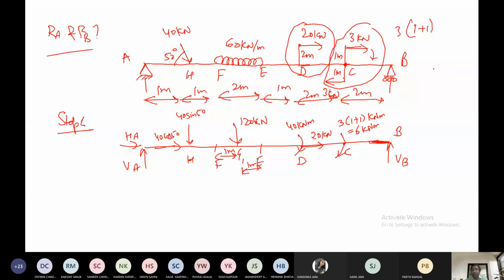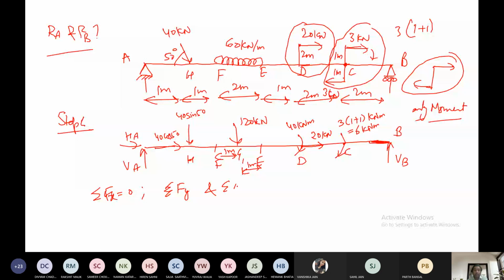This is the couple. If any force is acting like that on the beam, this is the couple here, and we have to see that a couple has only moment, not any force. Only moment. So we are writing here the moment equations. Summation Fx, summation Fy, and summation MA is equal to 0. Can you do it now? I will write only the moment equation because the moment equation is a little difficult. So HA is 0, VA is 0, 40 cos 50 is 0.